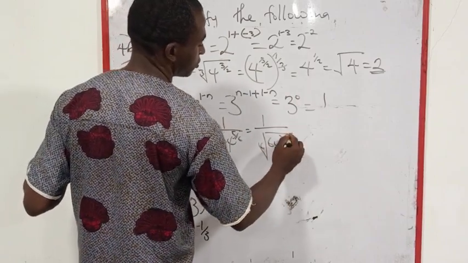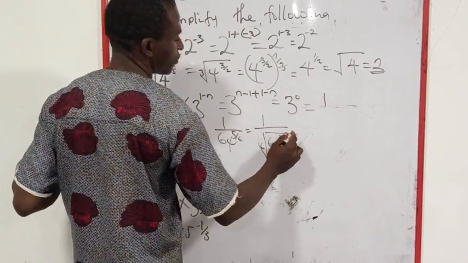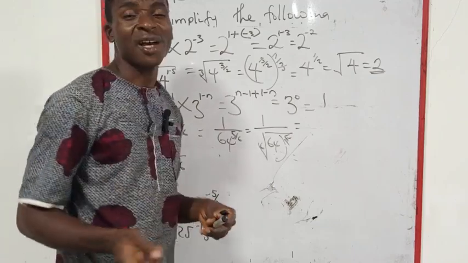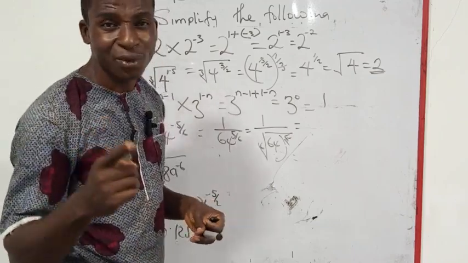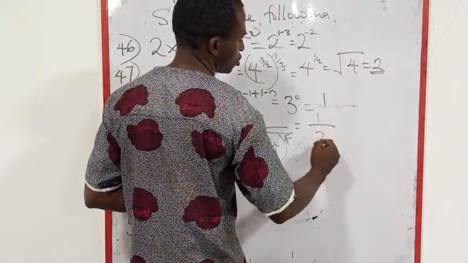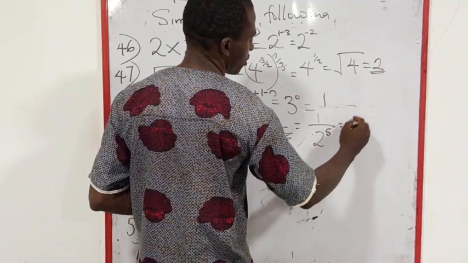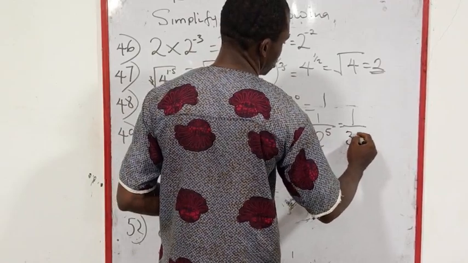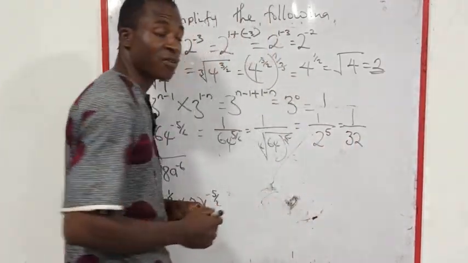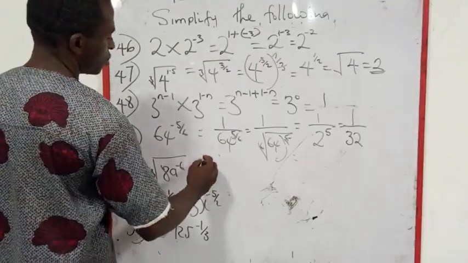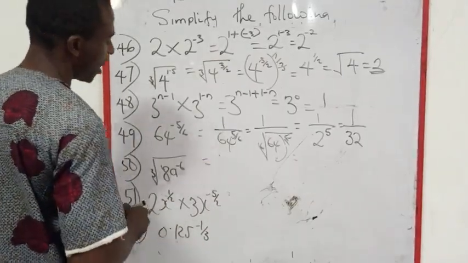Don't forget, raised to power 5. Don't forget the 6th root of 64. A number that can multiply itself 6 times to give you 64 is actually 2. So 1 over 2 raised to power 5. So now 1 over 32, because 2 raised to power 5 is 2 times 2 times 2 times 2 times 2, which will give you 32. So let's go this way. There's no need of wasting time.